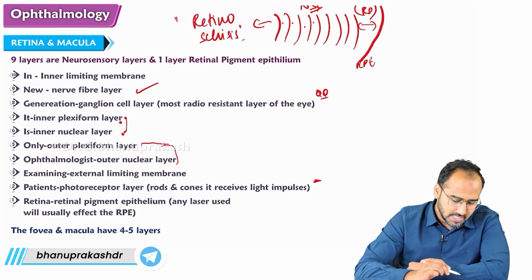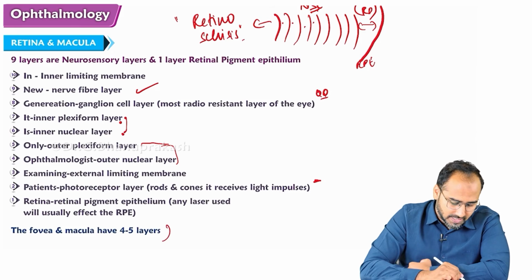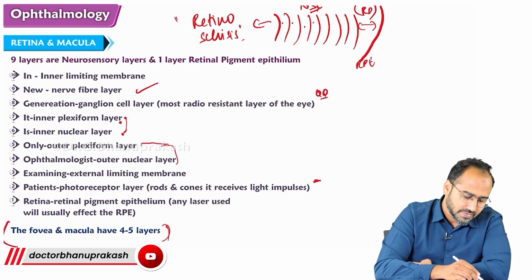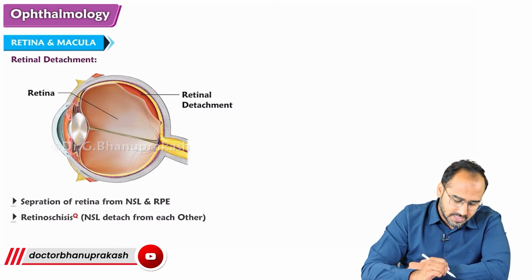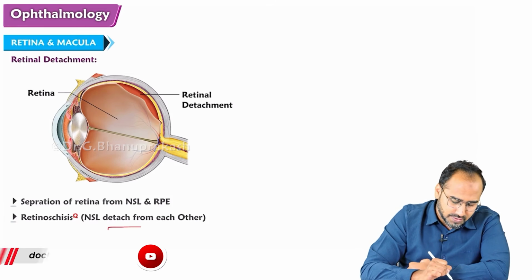Retinoschisis. Okay. Now, retina has 10 layers, whereas the fovea and macula have 4 to 5 layers. Once again, what is retinoschisis? The detachment in between the neurosensory layers is called retinoschisis.